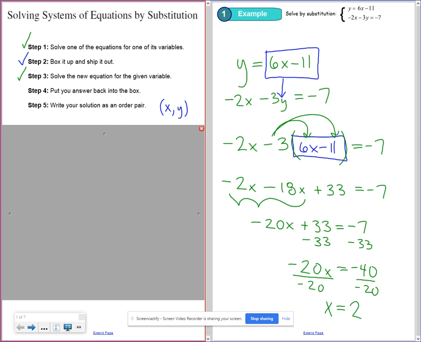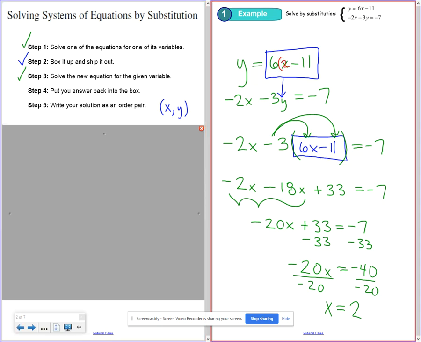Now step 4 says put your answer back into the box. So our answer is x equals 2. So we're going to put that back into the box. We're going to plug 2 in for x inside this box. So inside the box, what we have now is 6 times 2 is 12 minus 11, which is 1. And what does the box equal? It equals y. So y equals 1, x equals 2.